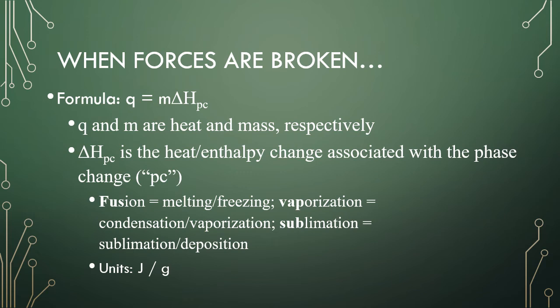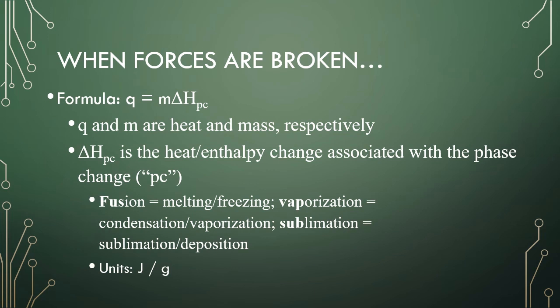The subscript here of PC for phase change is usually substituted for something that represents the respective phase change that you are dealing with. For example, a heat of fusion, abbreviated as FUS, is used when dealing with melting or freezing. A heat of vaporization, abbreviated VAP, is used when you're dealing with condensation or vaporization, and a heat of sublimation, abbreviated SUB, is used for sublimation and deposition.